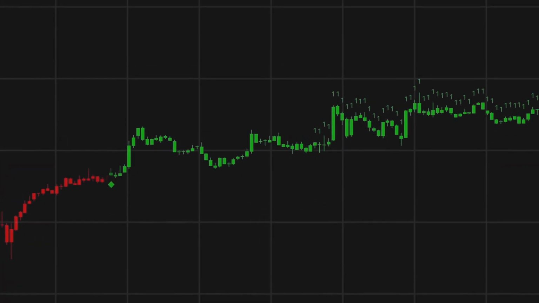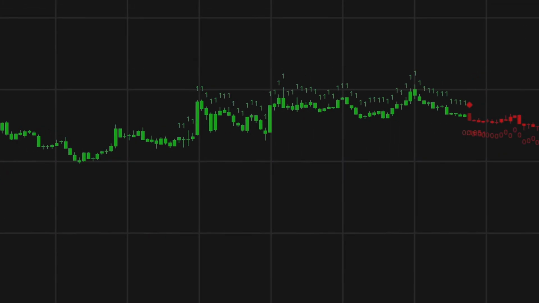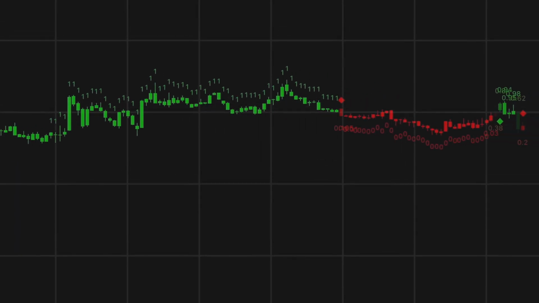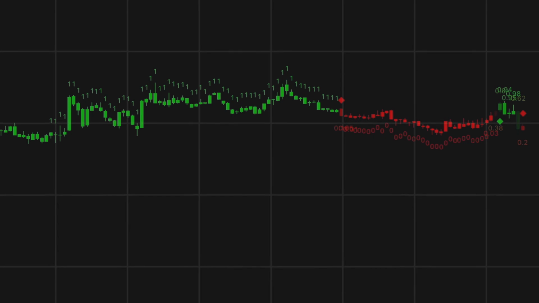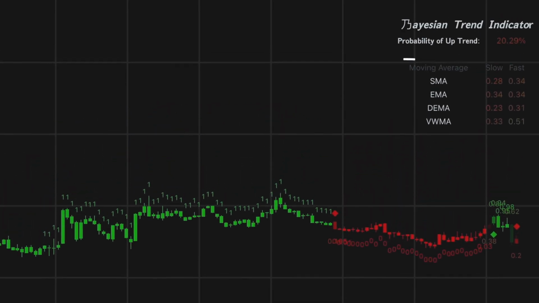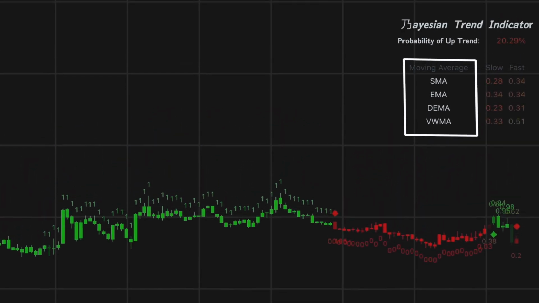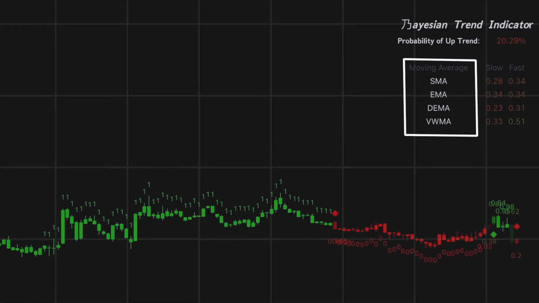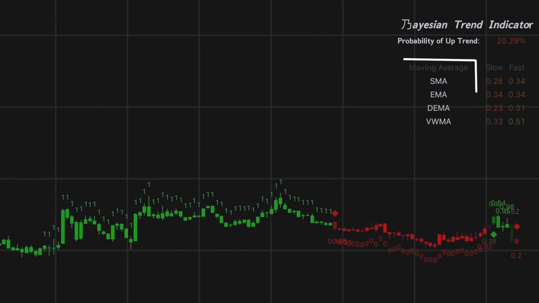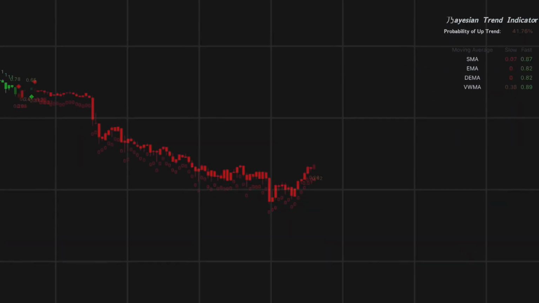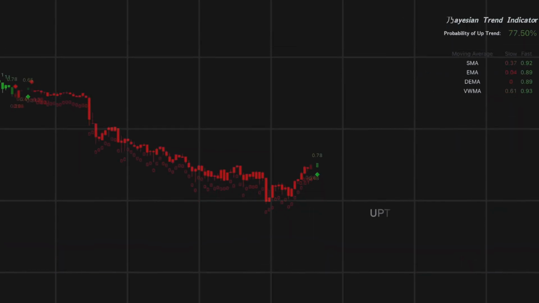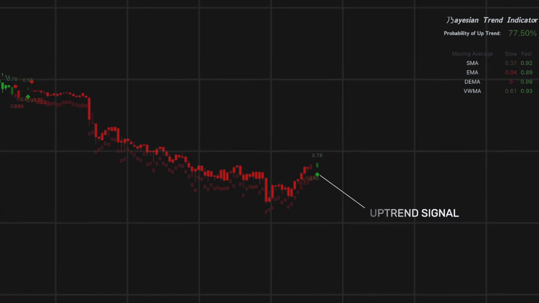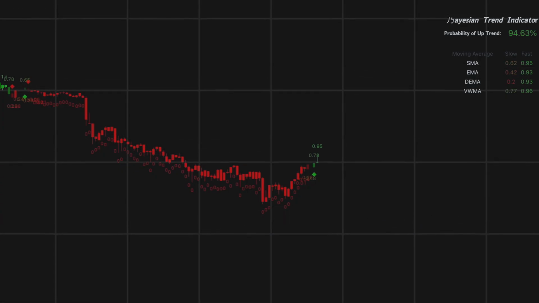The Bayesian Trend Indicator is a powerful technical analysis tool designed to assess the direction of price trends in financial markets. At its core, the indicator utilizes multiple moving averages, including the exponential moving average, simple moving average, double exponential moving average, and volume-weighted moving average. The indicator begins by calculating the trend for both fast and slow moving averages using a smoothed gradient signal function. This function assigns a numerical value to each data point based on its relationship to historical data, indicating the strength and direction of the trend.